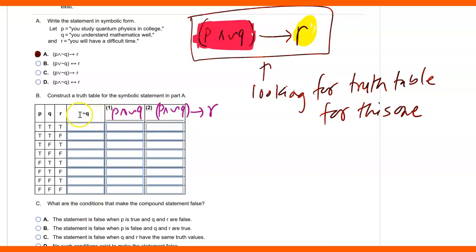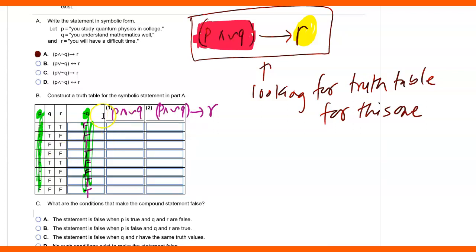We're looking for the truth value for not Q. Look for Q. You have T, T, F, F, T, T, F, F. You do F, F, T, T, F, F, T, T. Okay, now for this column, look at the number 1 column. You look for P, not Q, and you do AND. Which are you looking for? P and not Q. Let me highlight that, this yellow here.